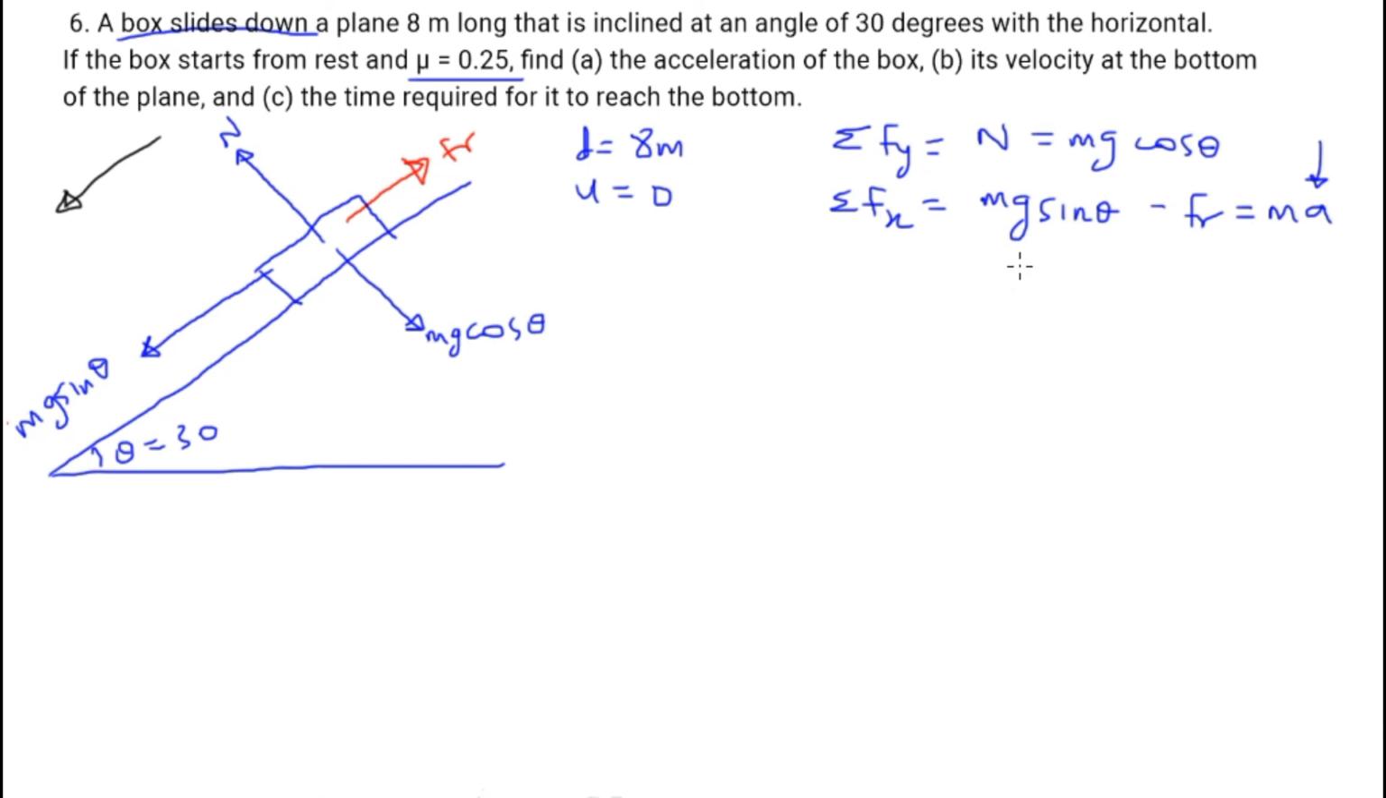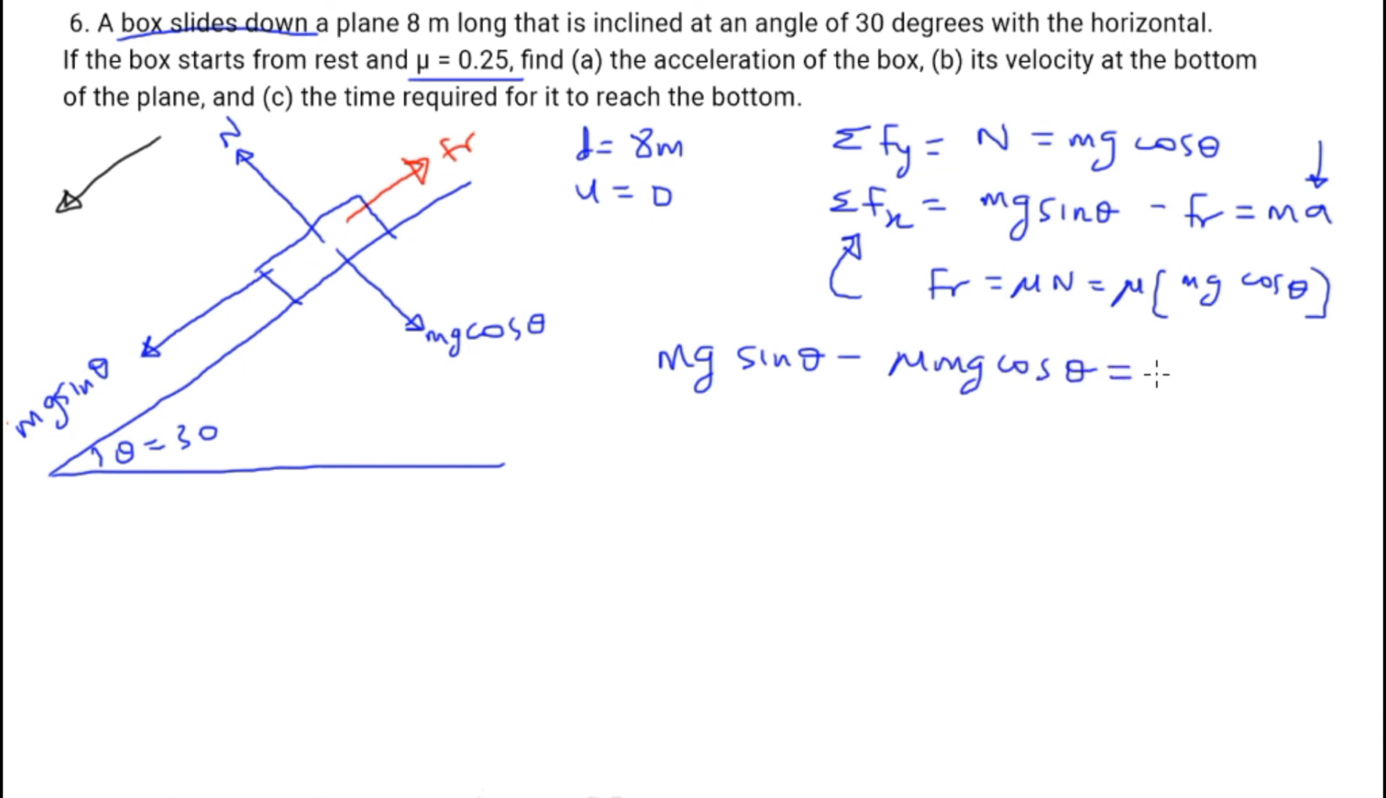Now notice that Fr is actually equal to mu times the normal reaction, and the normal reaction is mg cos theta. So by substitution, we will have mg sine theta minus Fr, where Fr is mu mg cosine of theta, and that's equal to ma.